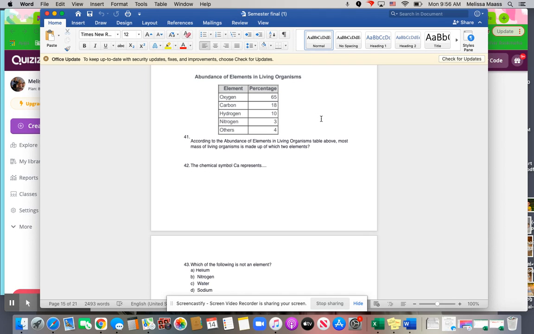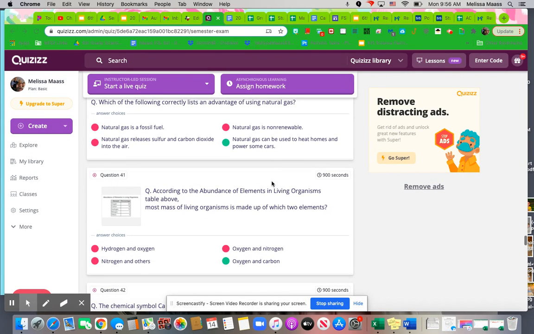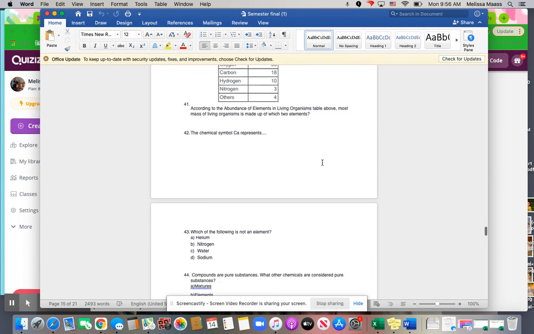Now we have a chart. We have abundance of elements in living organisms. So it's telling you that oxygen in living organisms is 65%, carbon is 18%, hydrogen is 10%, nitrogen is 3%, and there are other elements inside each living organism, 4%. According to the abundance of elements in living organisms table above, most mass of living organisms is made up of which two elements? So it's asking for the most mass, like which two. It's going to be these two at the top, oxygen and then carbon. Okay, there's the top two.